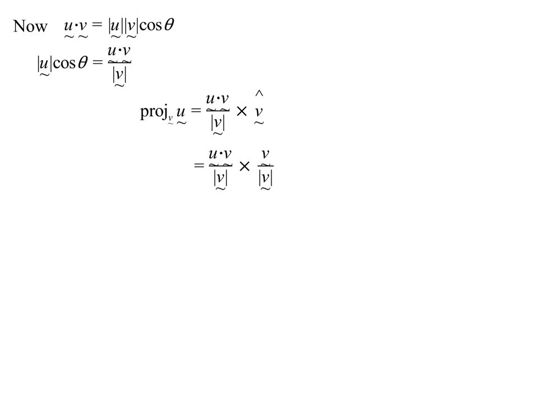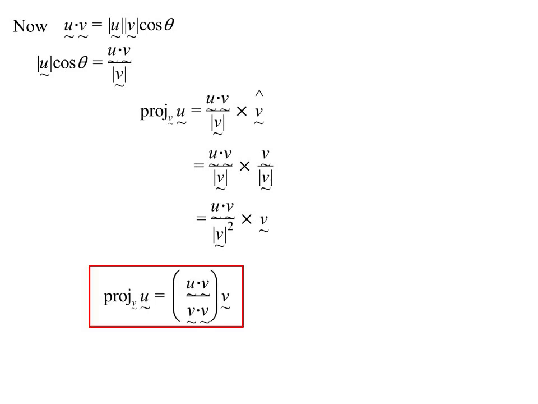I can tidy this formula up a bit more. I now get u dot v over the magnitude of v squared, times v. Now the temptation here is to cancel, but I can't. I need to leave it like that. Mind you, I find it easier, rather than saying magnitude of v squared, the way I think about it in my head is u dot v over v dot v times v. I just find that easier to remember.